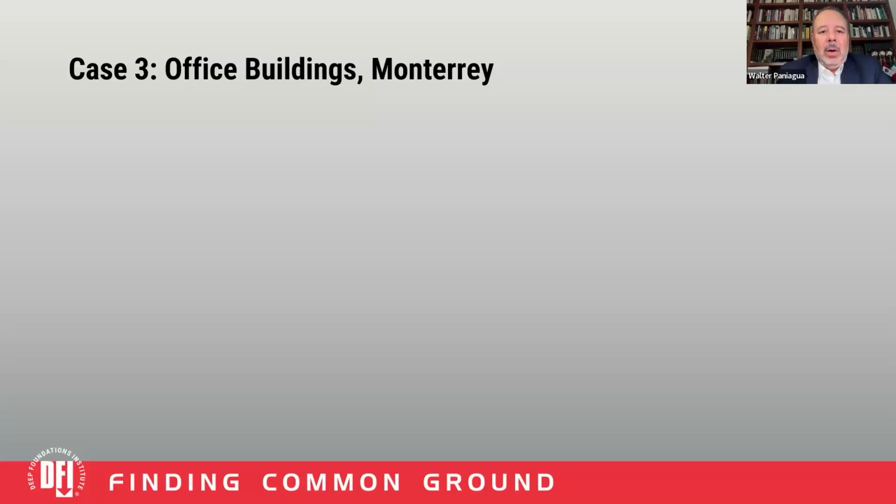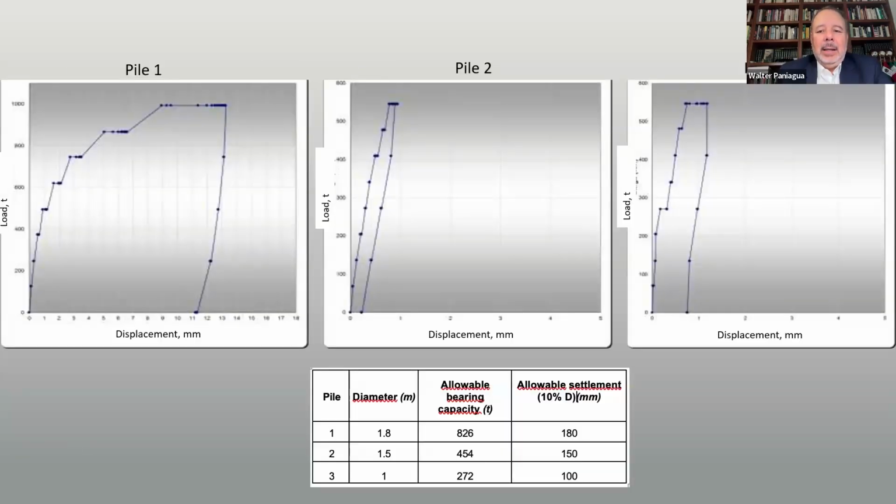Case 3, some office buildings in Monterrey in the same area. And I will not go again with all the explanation of the load testing arrangement, but we have tested 3 piles with different diameters, 1.8, 1.5, and 1.0 meters each pile. And here is the allowable bearing capacity, 826, for instance, for pile 1, with the allowable settlement, 10% of the diameter, which is a lot. And we are here about 1,000 tons.